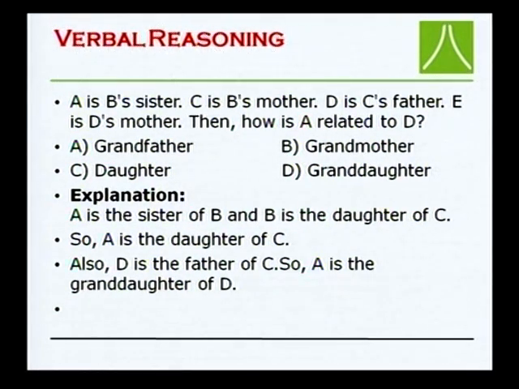Do you understand this? Then E is D's mother. D's mother means D is the father of C. Then what is the final relation? Very clear, A is the granddaughter of D. Is it clear? Because A's mother is C, and C's father is D. So, obviously, A is the granddaughter of D.